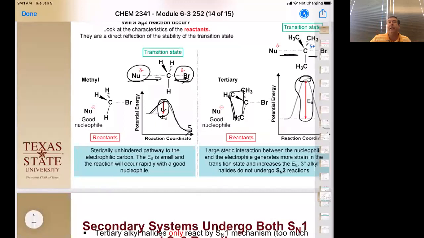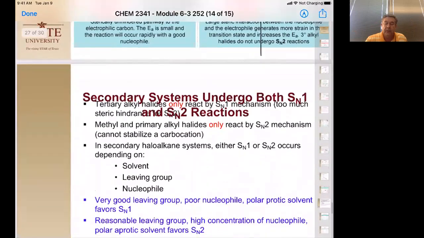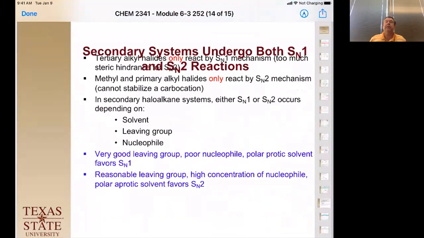Any tertiaries, probably Sn1. But what about the secondaries? You can form a stable carbocation in a secondary, so that's the one we have to start paying attention to. So the first thing we can do is that our tertiaries will only go under Sn1, our primaries and methyl only at Sn2, but our secondaries can do either. In fact, they might be competing in the reactions here. But what do we look for to tell us the difference?